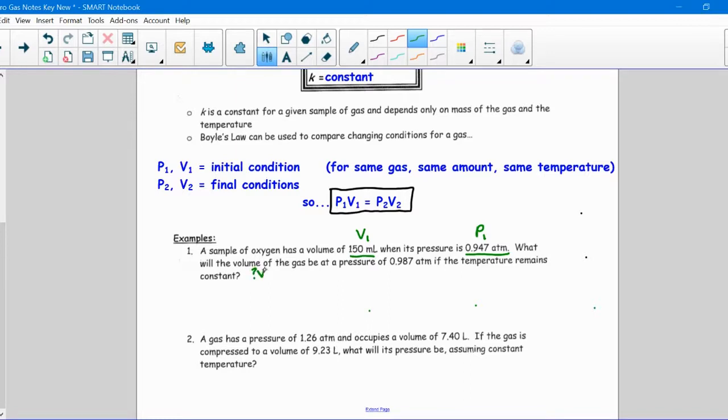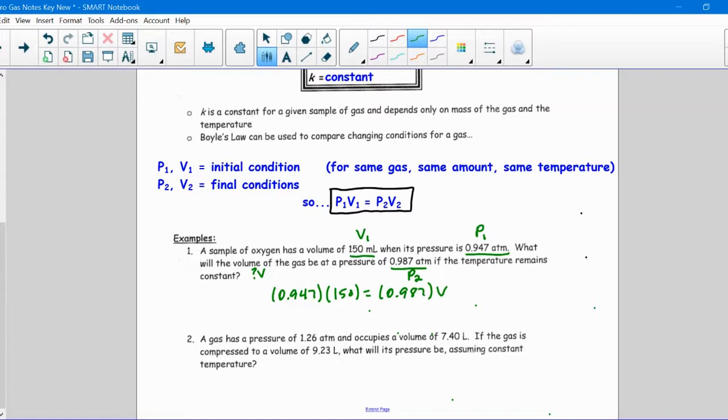So I'm looking for a volume at a pressure of 0.987 atmospheres if the temperature remains constant. Well, that's good because I don't have an equation with temperature in it right now. So I'm going to just take my labeled numbers here and plug them into the equation. So I have 0.947 times 150 equals 0.987 times my volume.